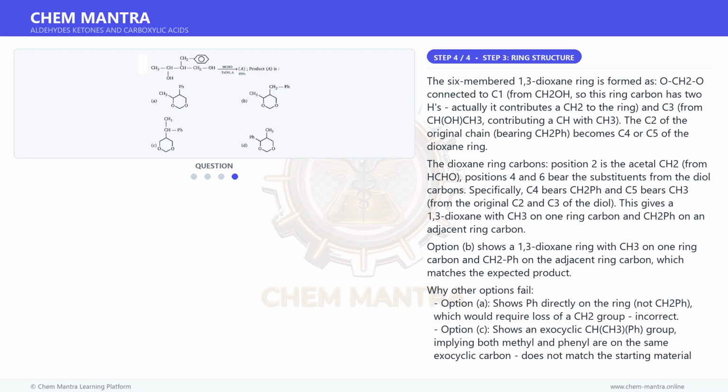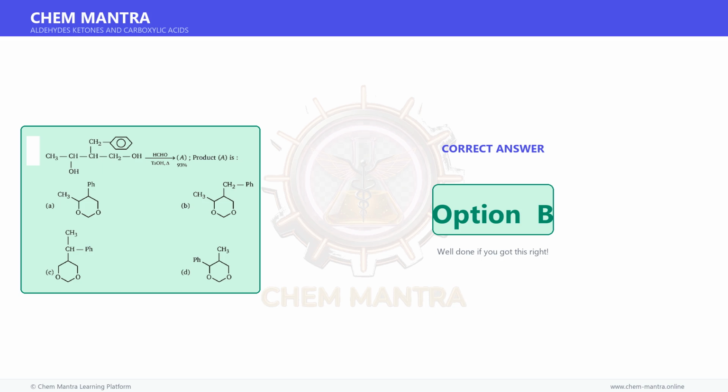Option D shows Ph directly on the ring adjacent to CH3, again Ph not CH2Ph. Incorrect. Therefore, the correct answer is option B.